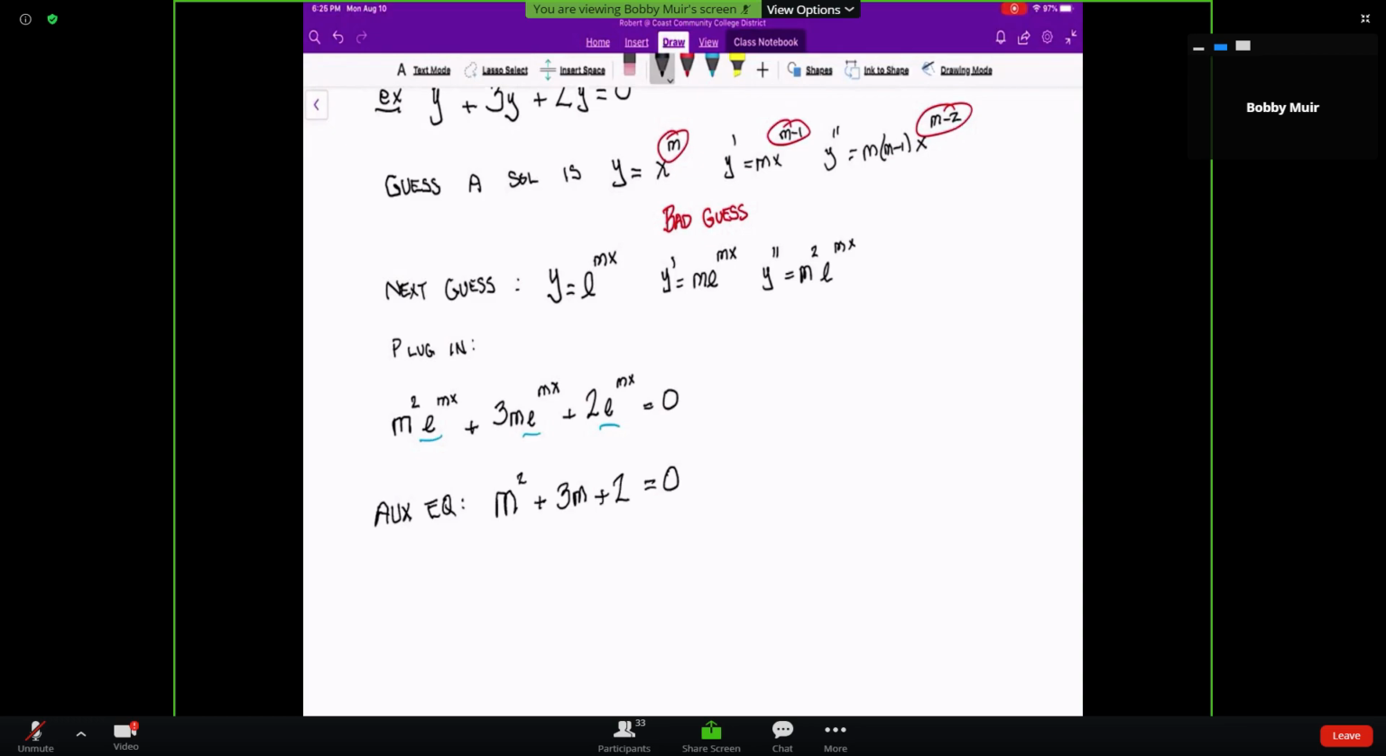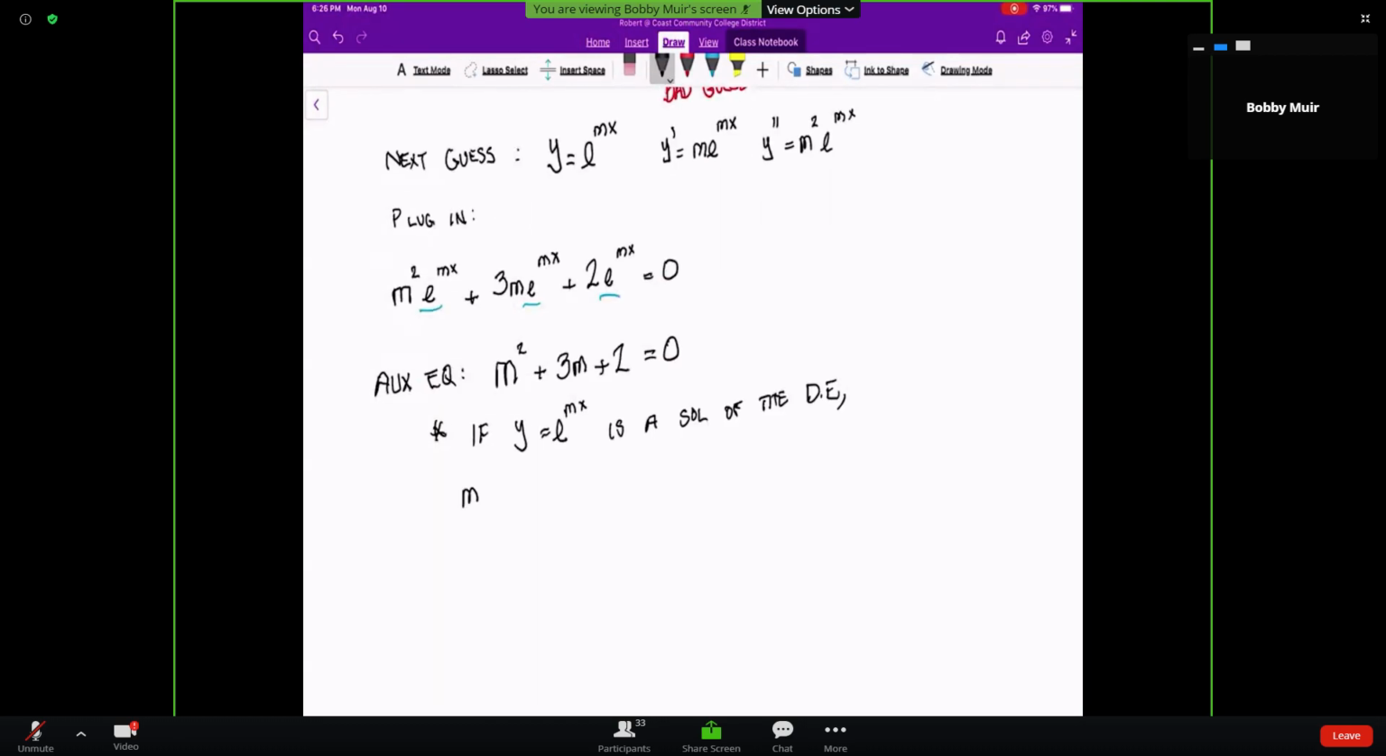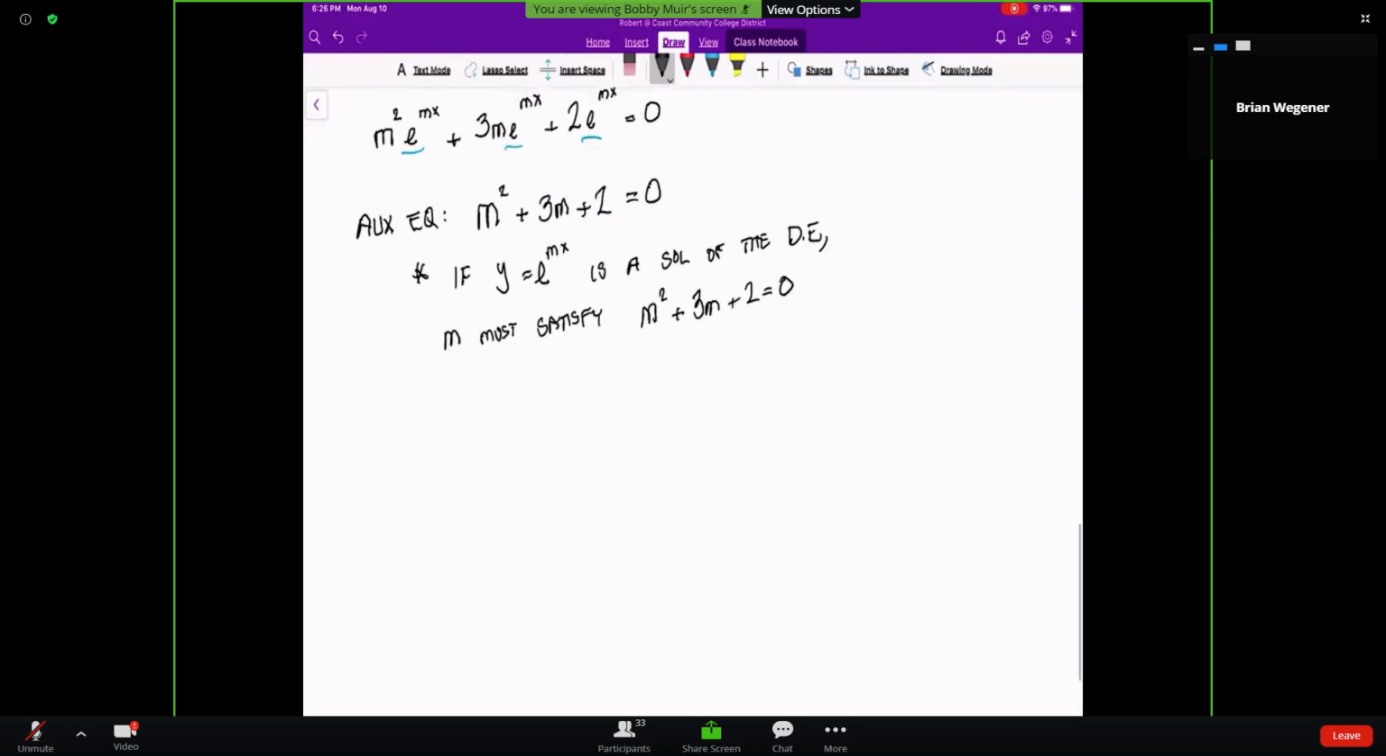So here's how you read this. If y is equal to e to the mx is a solution of the differential equation, then m must satisfy m squared plus 3m plus 2 equals 0. Isn't that m plus 2 times m plus 1? Yep. And then it just turns into a simple factoring problem. So m is equal to negative 1 or negative 2.